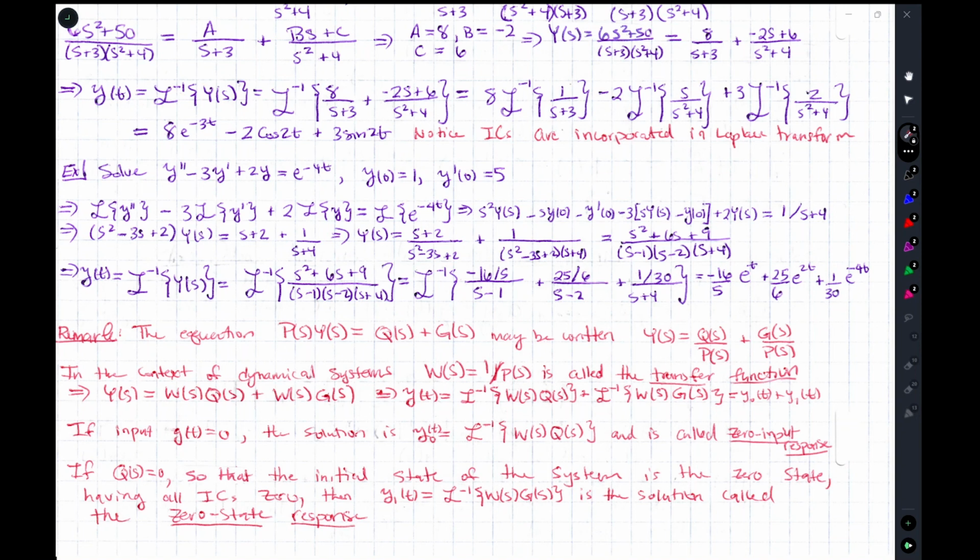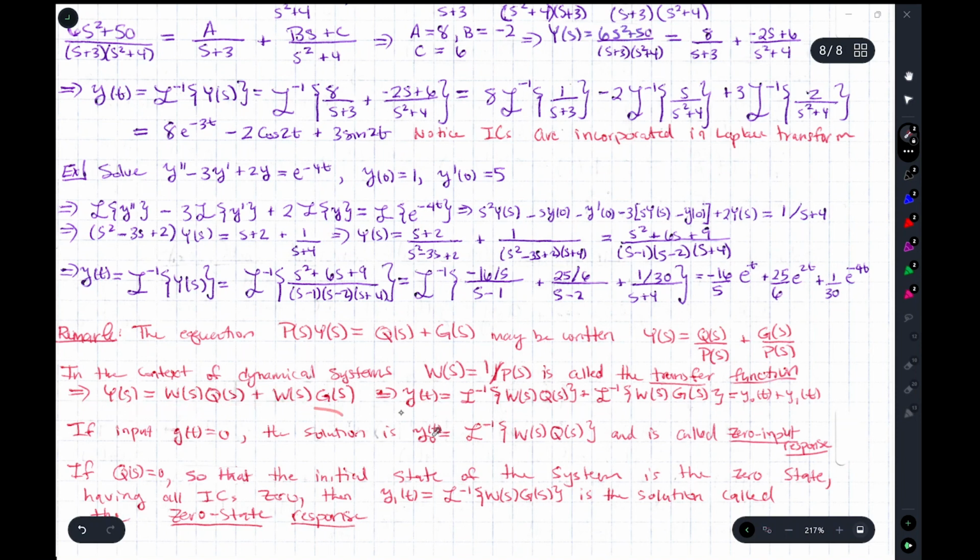Just a quick note on some of the language around dynamical systems. So we saw this equation that we had when we did the Laplace transform of an arbitrary nth order linear differential equation with constant coefficients. So Y(s) then could be solved for in terms of this right here. A 1 over P(s), okay, is called the transfer function. And this is used in the context of dynamical systems. So you have Y(s) is equal to the transfer function times Q(s) and W(s) times G(s).